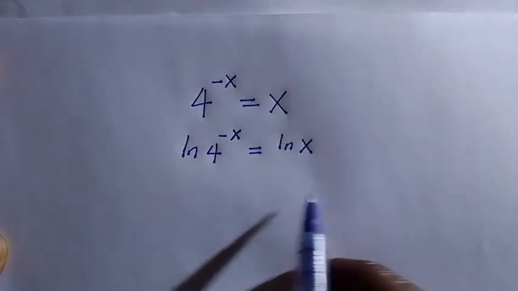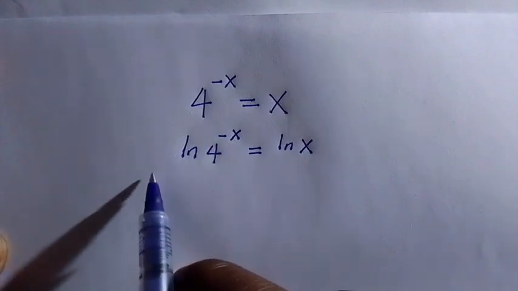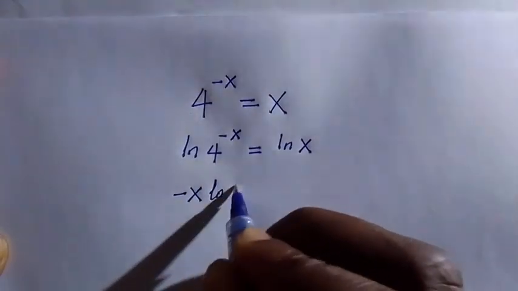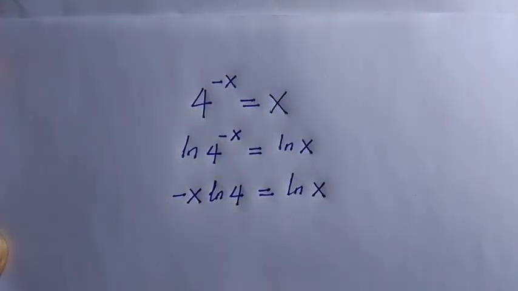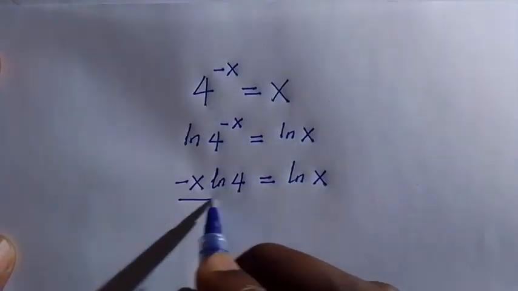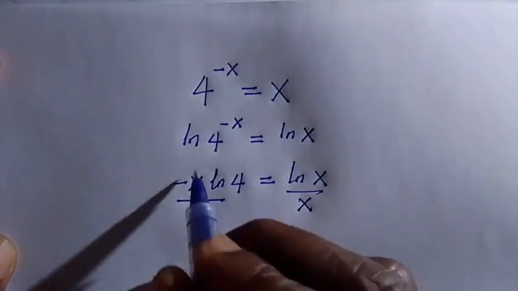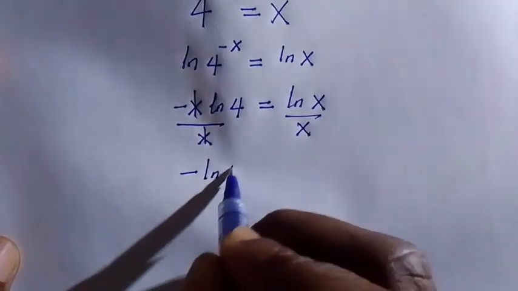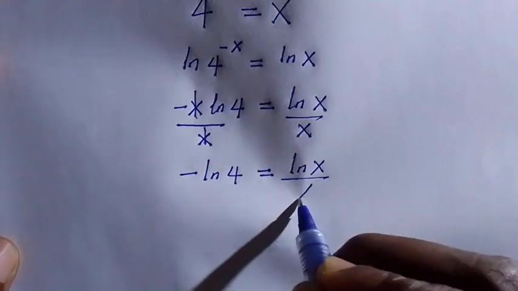By having something of this form, the next thing we are going to do is transfer the negative x to the front, as we have minus x ln 4 equals ln x. Then we have to divide both sides by x, because we want to make sure that we have only x at one side. When x cancels x, we have minus ln 4 equals ln x divided by x.